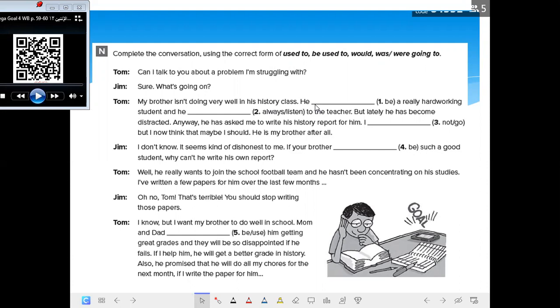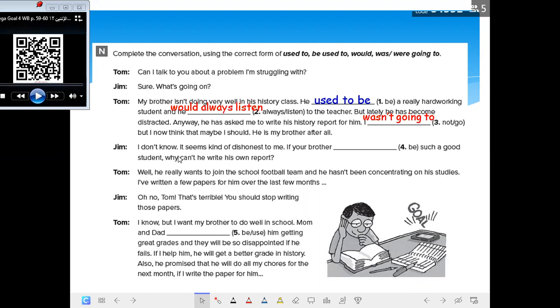He used to be a really hardworking student, and he always listened to the teacher. But lately he has become distracted. Anyway, he has asked me to write his history report for him. I wasn't going to. I will not. I wasn't going to, but I now think that maybe I should. He is my brother after all.